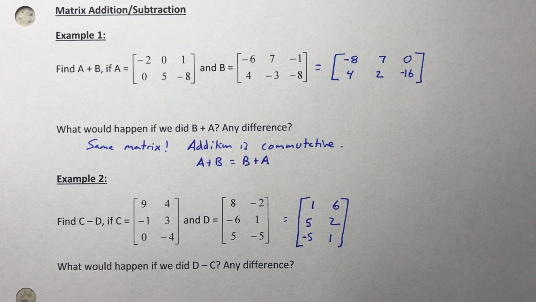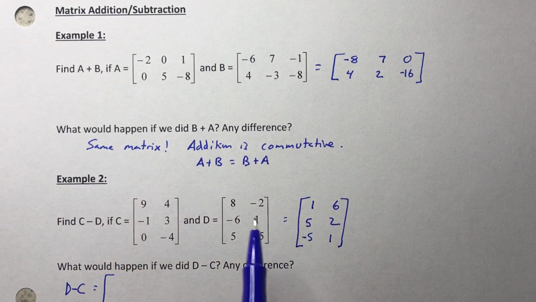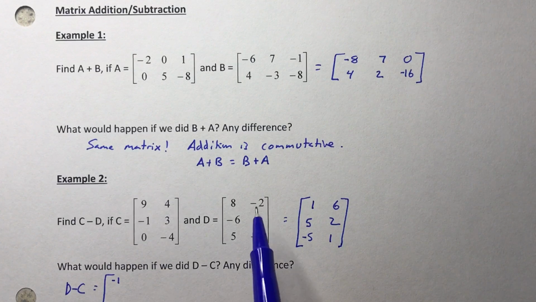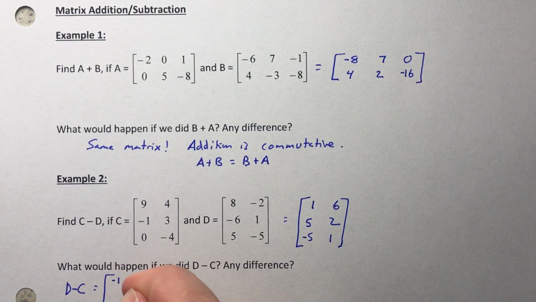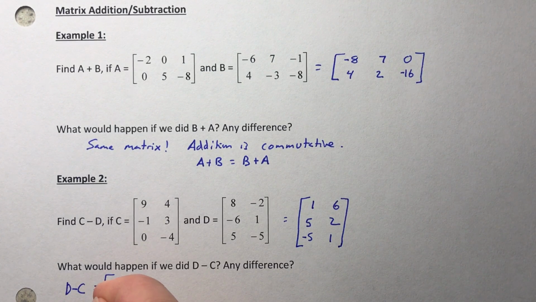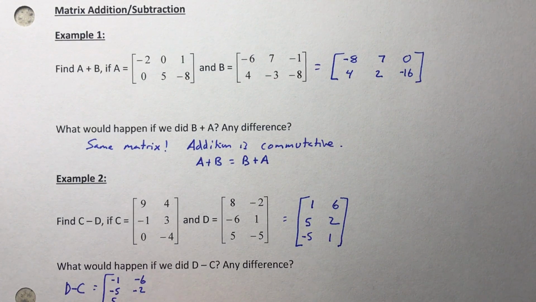And it wants to know what would happen if we did D minus C. So if I did D minus C, let's check this. 8 minus 9 would be -1. -2 minus 4 would be -6. -6 minus a -1 would be a -5. 1 minus 3 would be a -2. 5 minus 0 would be 5. And -5 minus a -4 would be a -1.